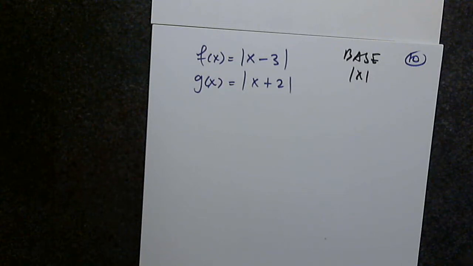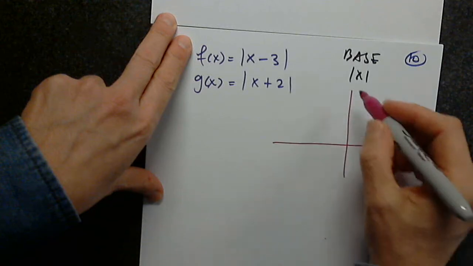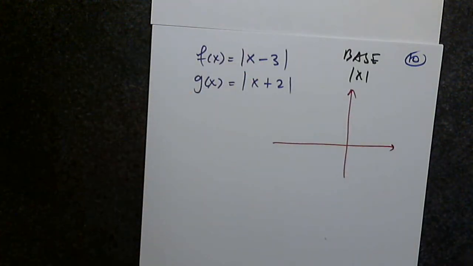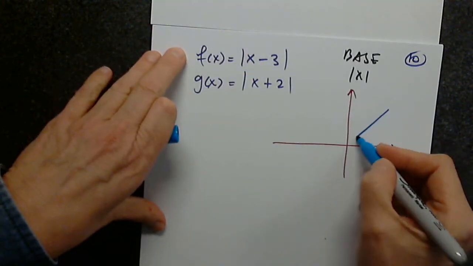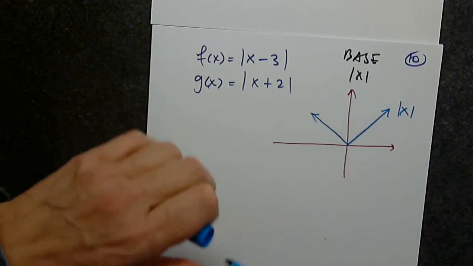But now the idea is, where do I shift the graph? It's clearly a horizontal shift because I change x. But the question is, where is it going? And I don't want you to memorize this. Okay, so when I graph the absolute value of x, I graph the even function that bisects the first and the second quadrants. This is the base function, the absolute value of x.